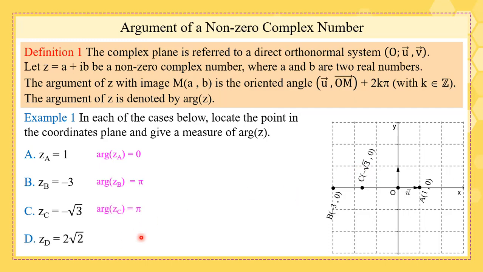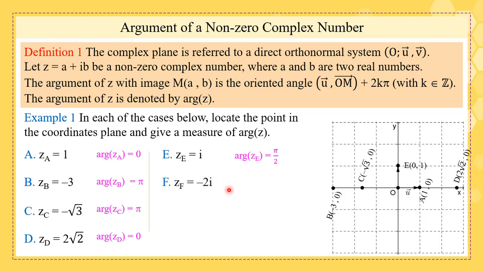And zD is 2 radical 2. This is the location of D, you see. And the argument in this case would be 0 plus 2k pi. Now let's continue. zE is i, so E would be the point whose coordinates are (0, 1), and the argument in this case would be plus pi over 2. Remember, it's an oriented angle.